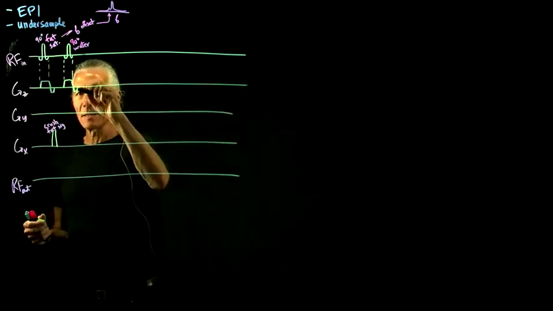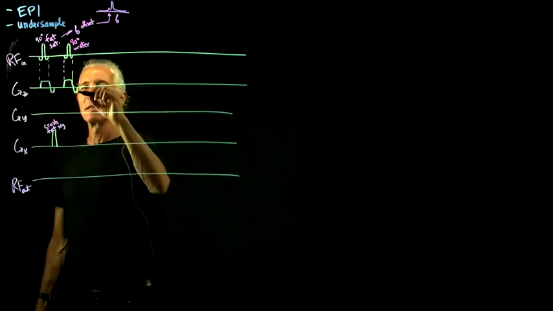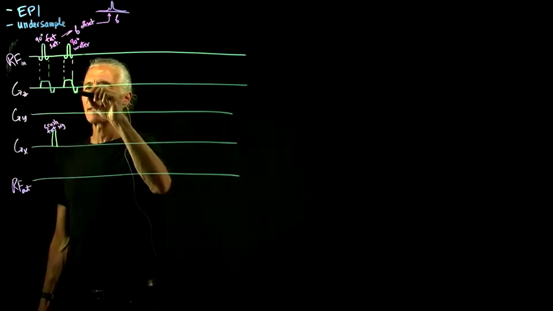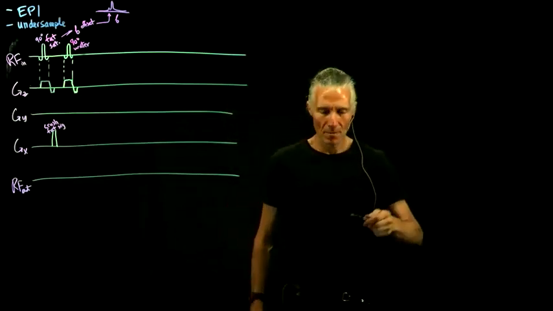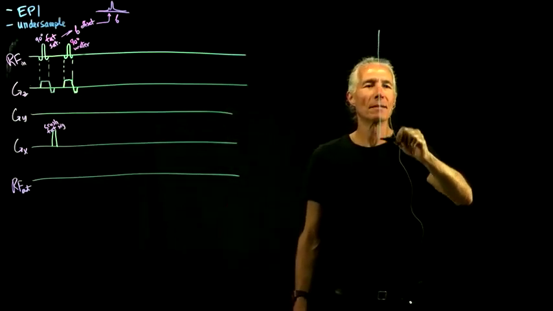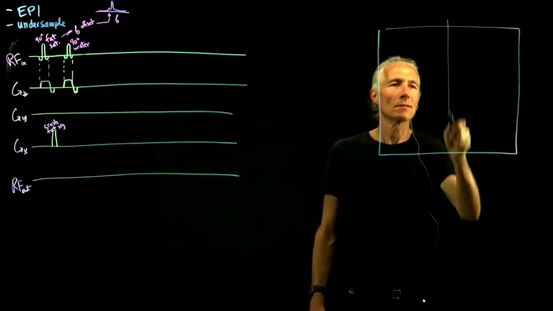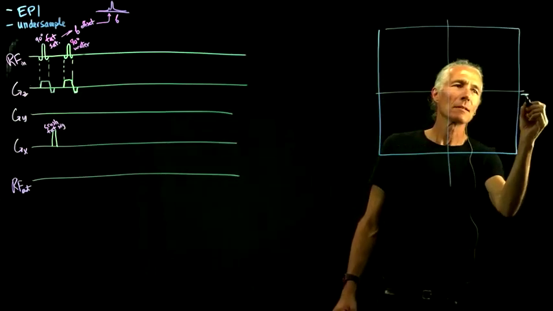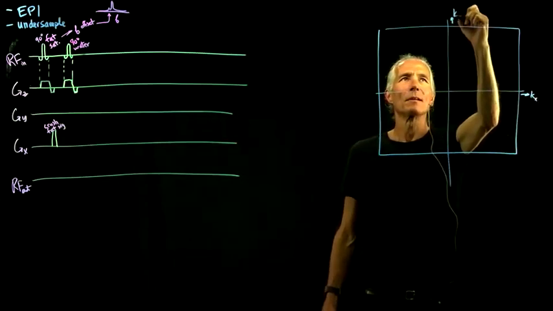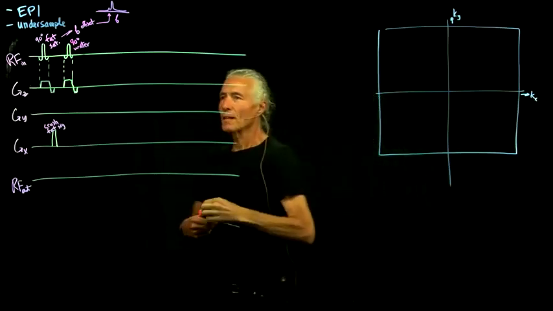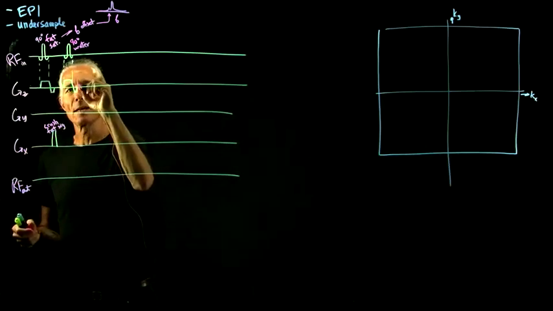Then while that's happening, while we're fixing up the Z magnetization, let me just draw over on this side. We'll put a big K space. This is K X going in that direction, Ky going in that direction. So the first thing we do is we end up at point A.